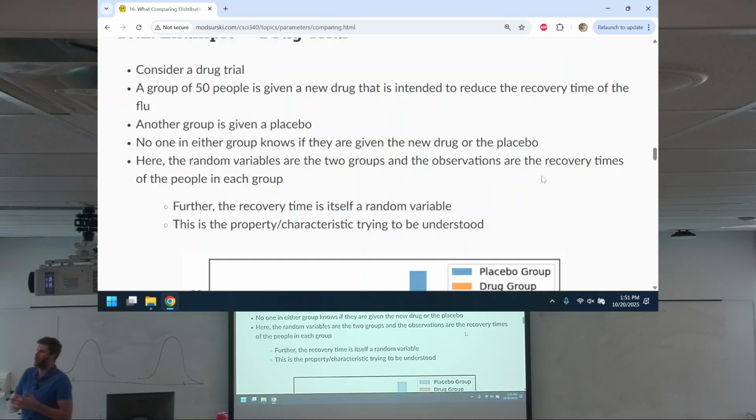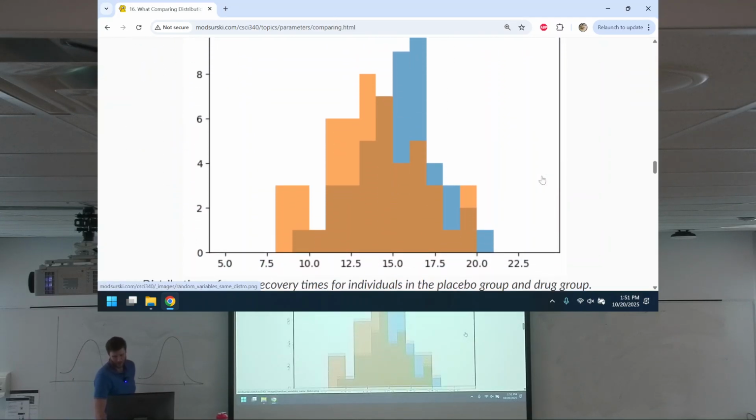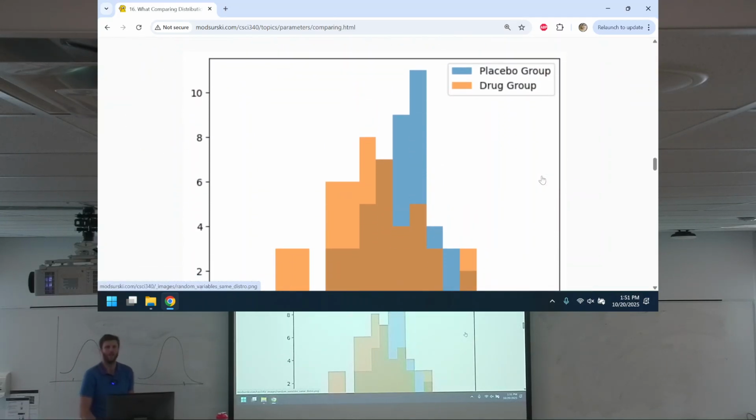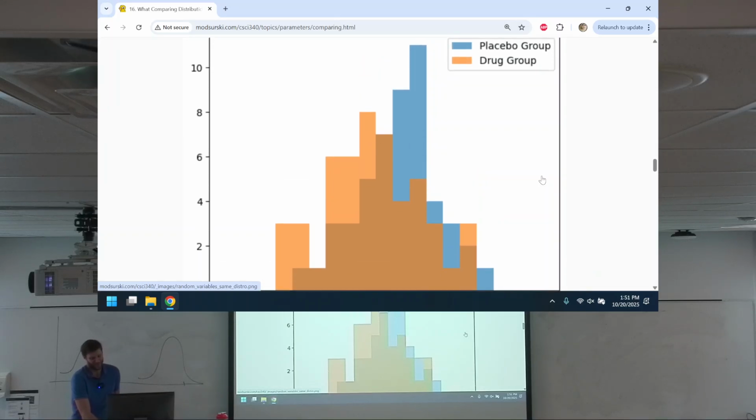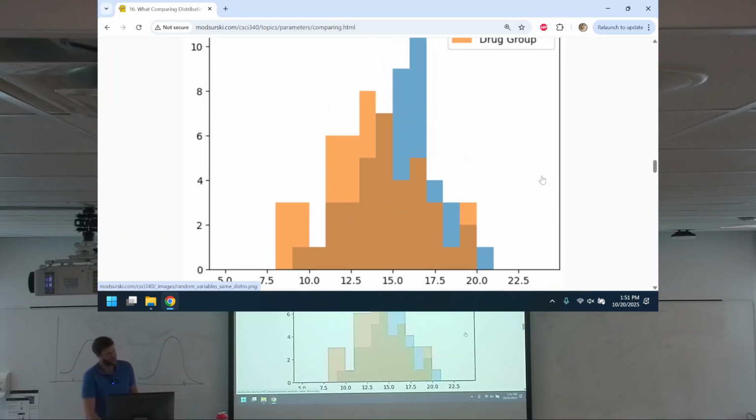So further, the recovery time is itself a random variable. This is the property, the characteristic, trying to be understood. All right, so let's say these are the two groups: placebo group, drug group, okay? And when you do an eyeball test, if I'm like some big drug company, I can be like, see, it works, right? But everyone's going to say, but does it really? That's the question.